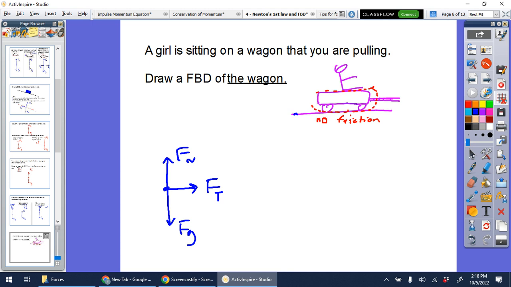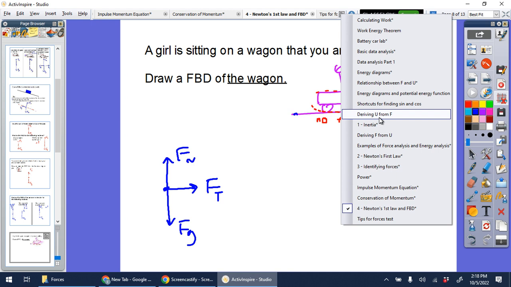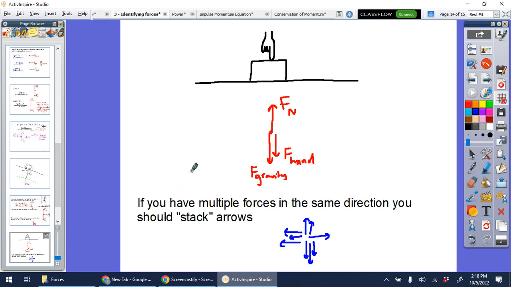Now, I didn't talk about this before, so let me make a little aside. What happens if you have more than one force in the same direction? If you have multiple arrows in the same direction, you just stack them side by side. This blue one is a super extreme example. You could have FBDs with 3 leftward forces or 2 upward forces and 3 downward forces. You don't see this very often, but you could. So that's how you draw multiple forces. Fair enough?